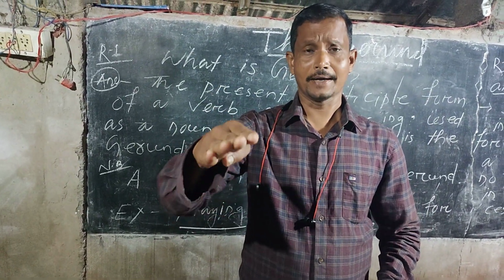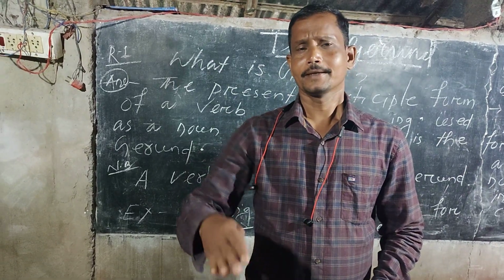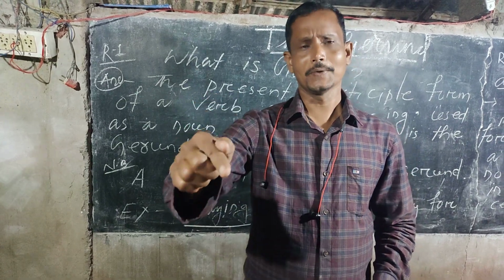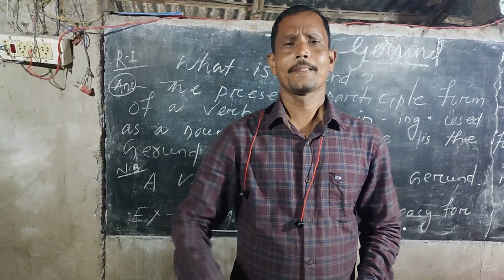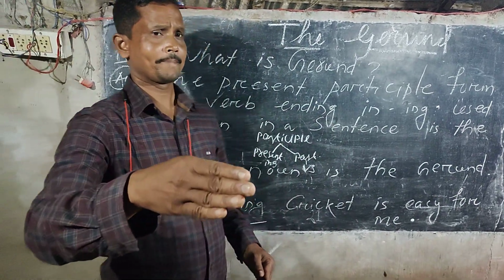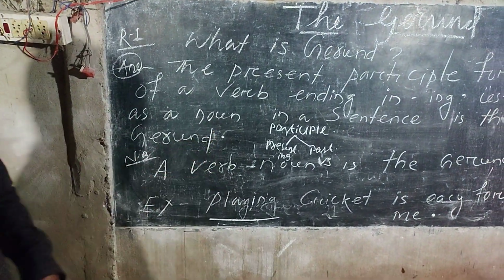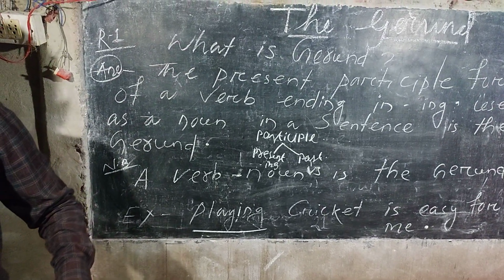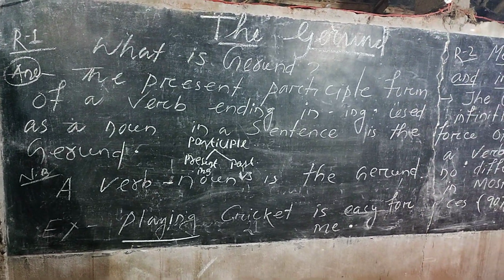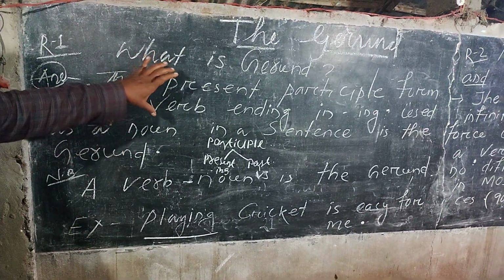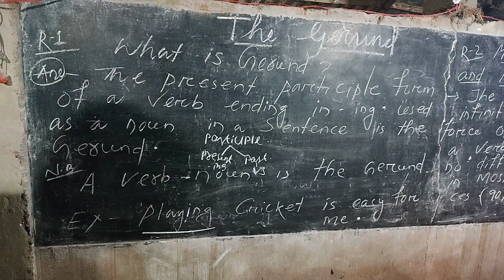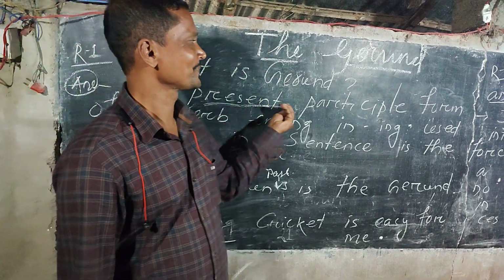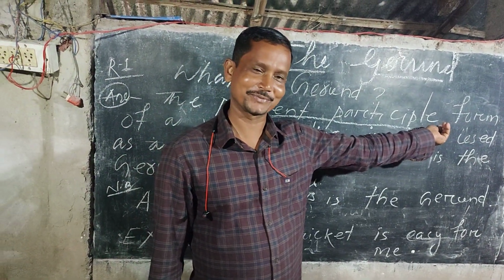And as the ing form of a verb is used as a noun in the sentence, so the gerund is also known as a verb noun. A verb noun. So what is gerund? So at first we should know the definition of gerund. What is gerund? The present participle form of a verb.